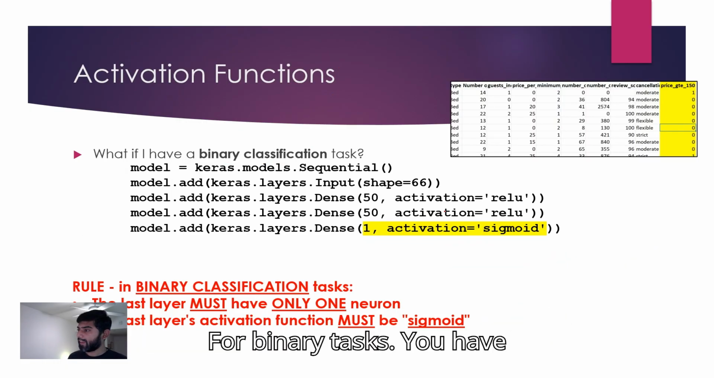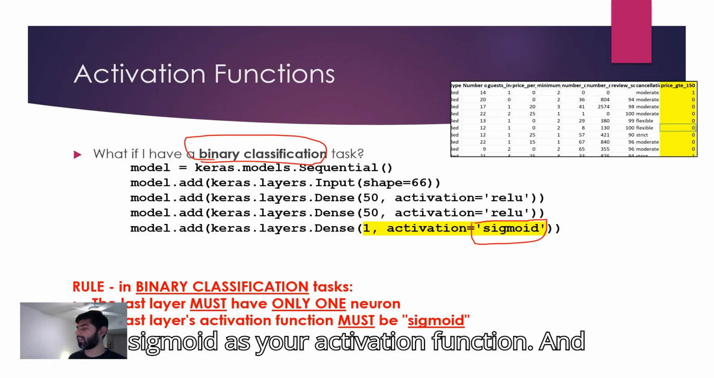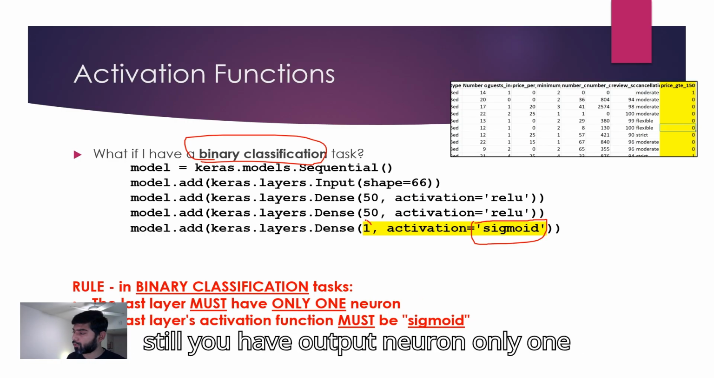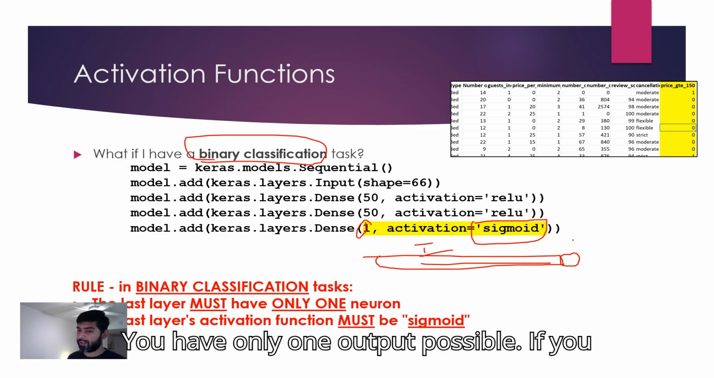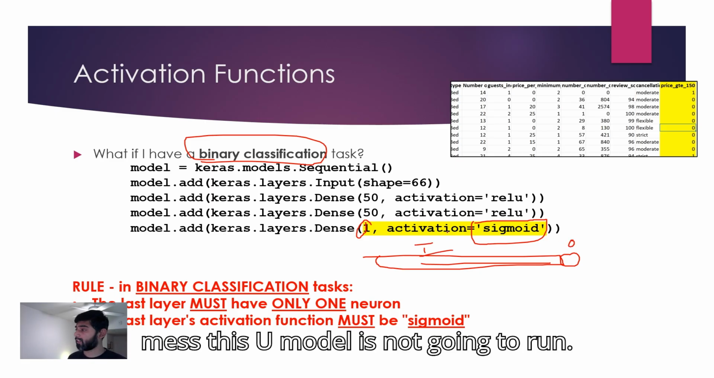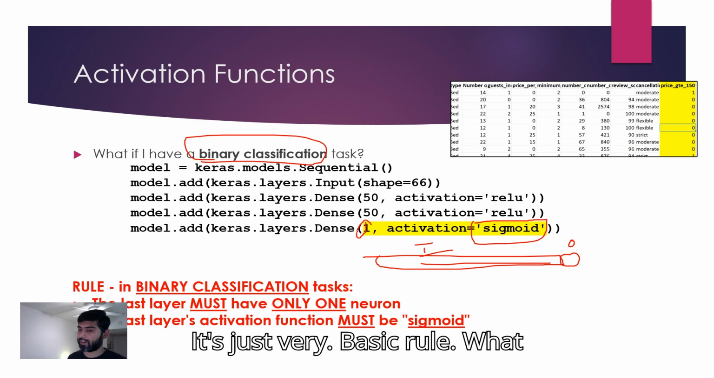All right. For a binary task, you have sigmoid as your activation function, and still you have only one output neuron. For a given row of inputs, you have only one output possible. If you mess this up, the model is not going to run. It's just a very basic rule.